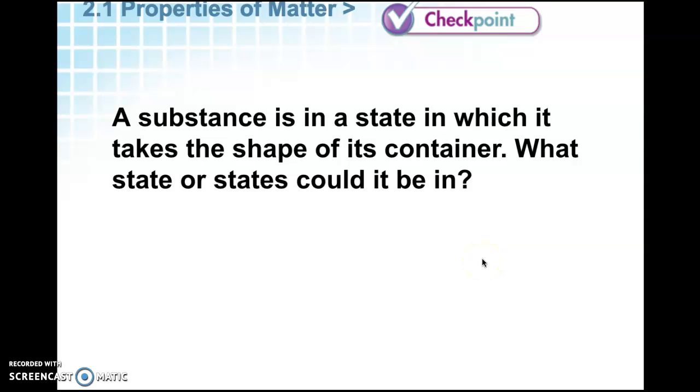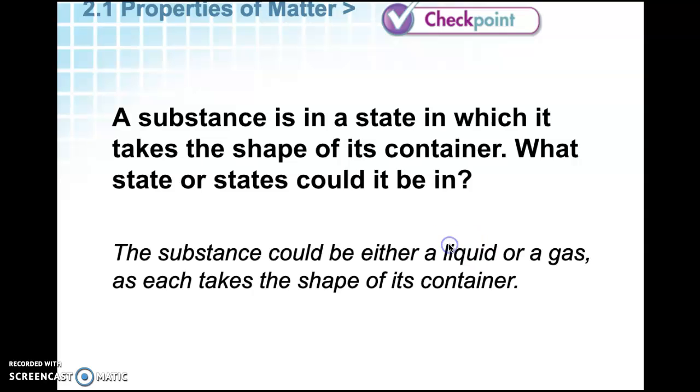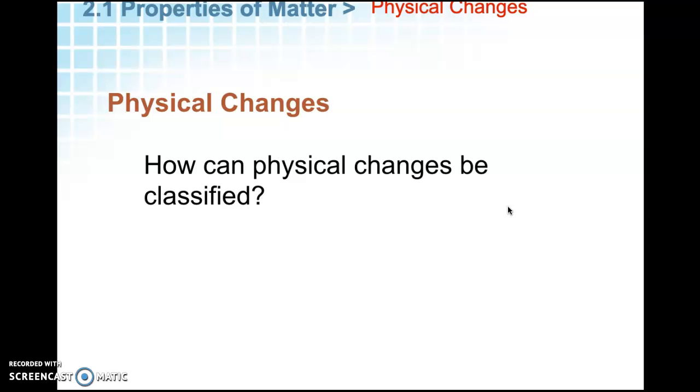Okay, so questions. A substance is in a state in which it takes the shape of its container. What state or states could it be in? So it takes the shape of its container. Think about an answer. It could be either a liquid or a gas, as each takes the shape of its container.